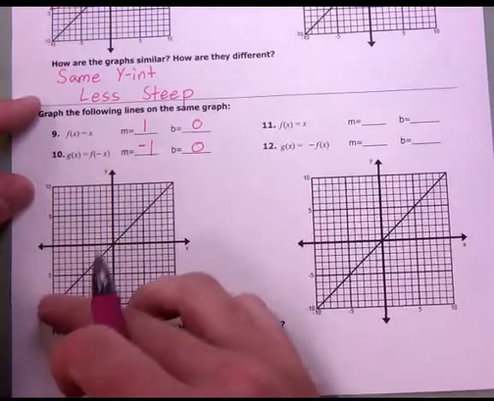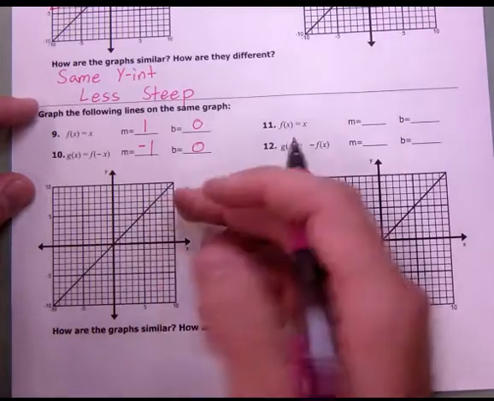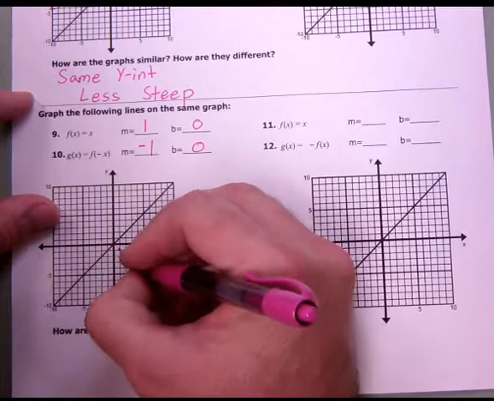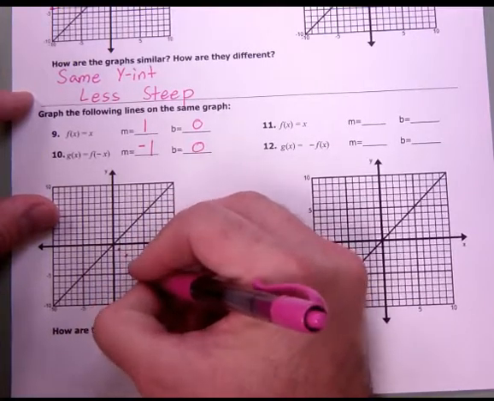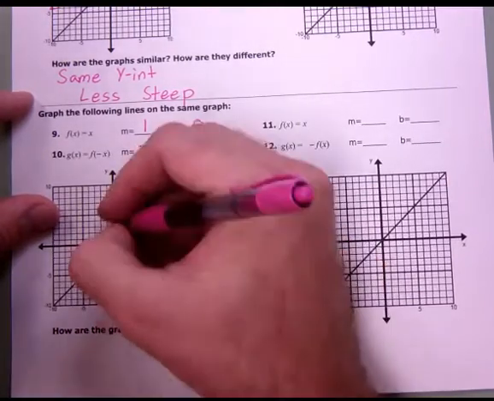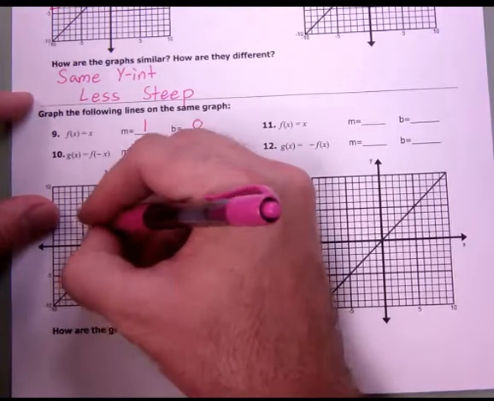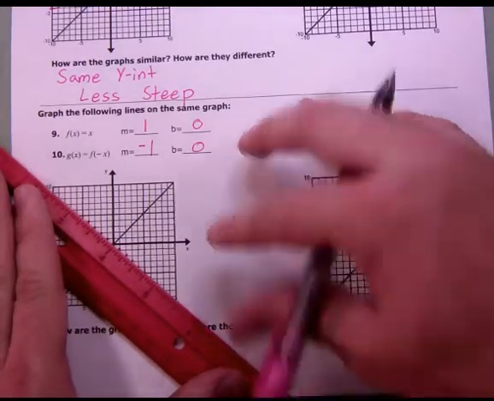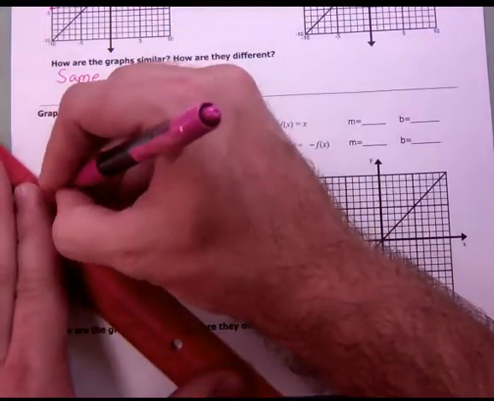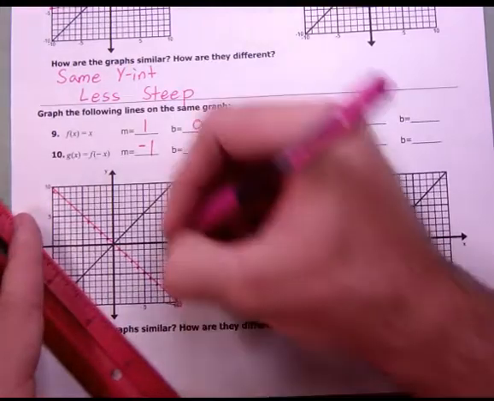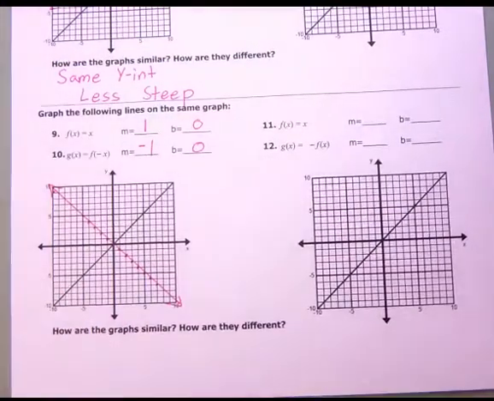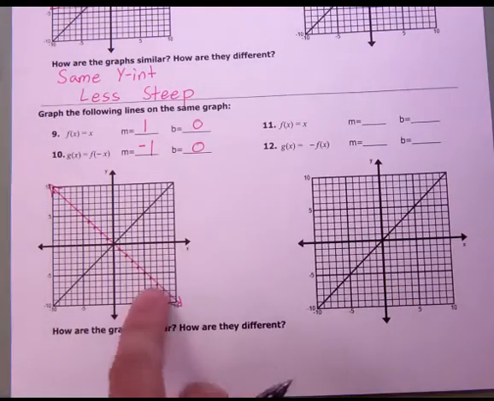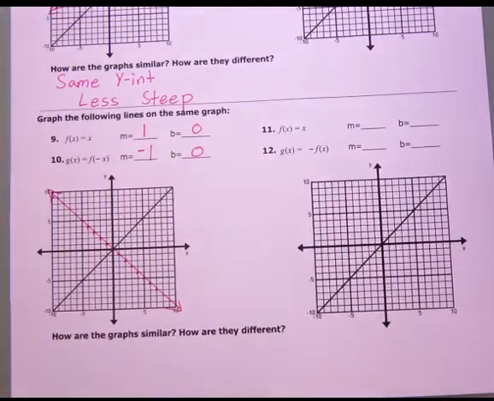And so instead of going up 1, over 1, up 1, over 1, at this point we're going to go down 1, over 1, down 1, over 1, in the negative direction, which is to the bottom right. I'm going to connect those dots, and there you have it. So originally it was pointing upward. Because we multiplied by a negative, now it is pointing downward. Okay.